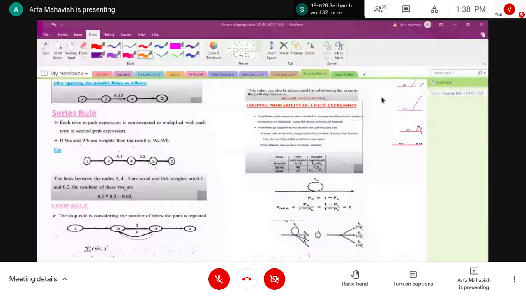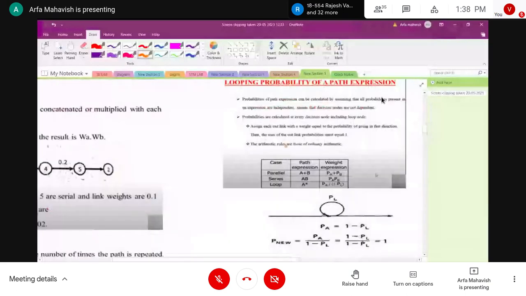Okay, guys. So till here we have completed. Each link will have a weightage equal to the probability of going along it. So first one, look at this. These are the cases, guys. In these cases, for parallel it is PA plus PB. For serial A B, it is PA and PB. For loop A star, it is PA by 1 minus PL.